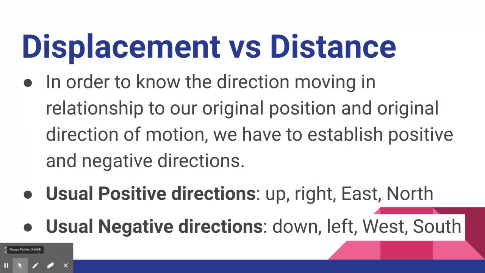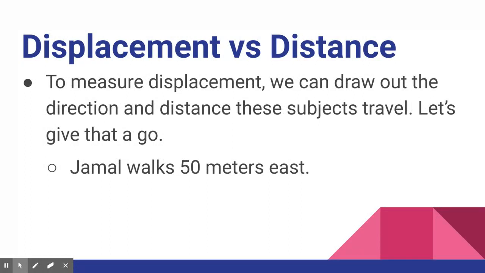If you moved east and then like 50 meters, actually, I think it's on the next slide. Let's take a look at that. So to measure displacement, we can draw out the direction and distance the subject travels. Let's give this a go. This is what I'm talking about when we talk about positive and negative directions. Now, the overall answer is not going to be negative. It'll always be positive, but that's where the direction in the brackets comes in at the end. It's a little tricky here, but it'll take some practice, and it'll make sense. But we can draw these out.